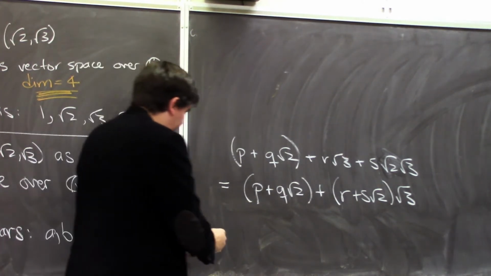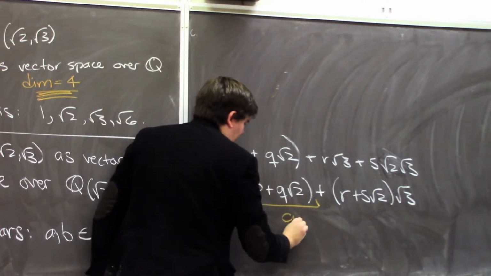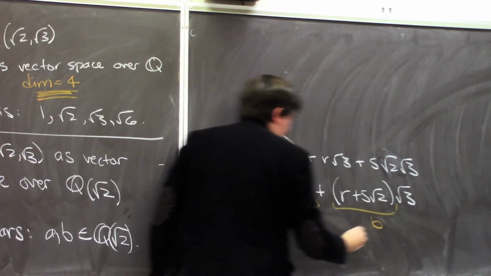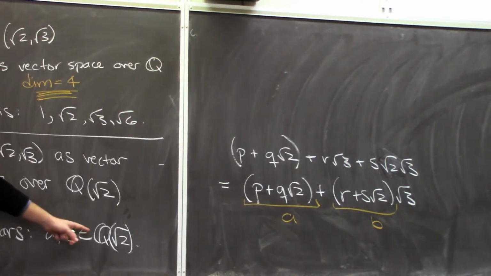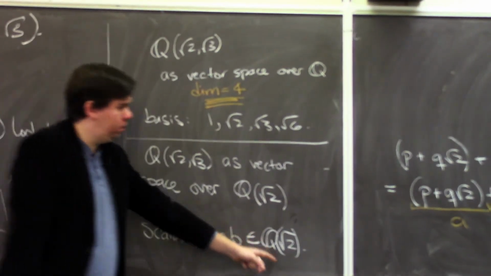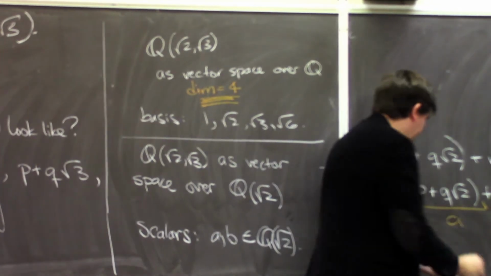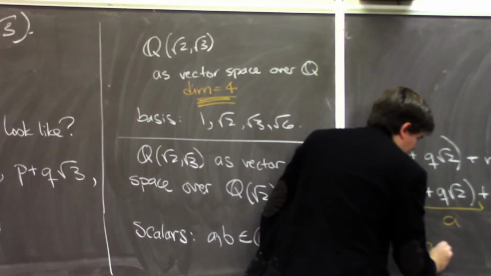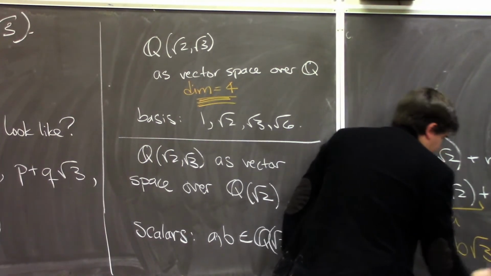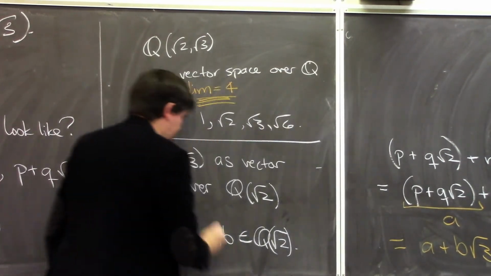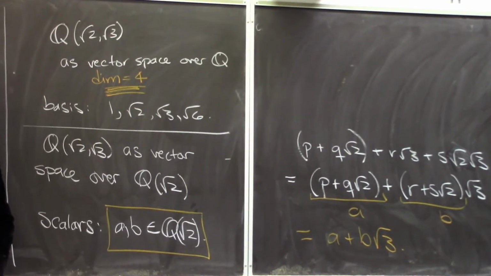Notice all I have here now is some scalar A and some scalar B as elements of Q extended by root 2. And so everything is of the form A plus B root 3, where my scalars are allowed to be not just rationals, but rationals extended by root 2.